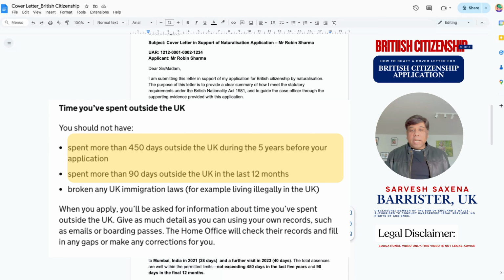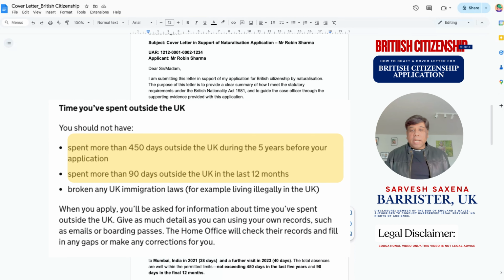So he clearly says here, during the qualifying period, I've been absent from the UK on two occasions, a visit to Mumbai in 2021 for 28 days and a further visit in 2023 for 40 days. The total absences are well within the permitted limit, that is, not exceeding 450 days in the last 5 years and 90 days in the final 12 months.